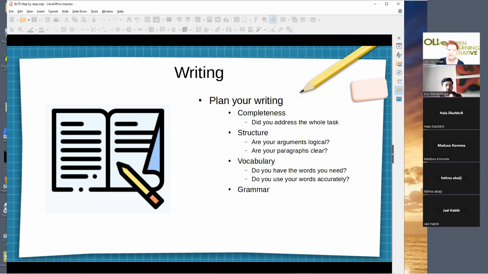Vocabulary, do you have the words you need and do you use your words accurately? This is important. The accuracy is important. If there's a word that you think maybe, well, you memorized it because it sounded fancy and it was in an academic word list that you once read, but you're not entirely sure about how to use it. Should you use it? Because it was on a fancy academic word list, but you're not quite sure how to use it, if you've got it accurately or not. What do you think? Should you use it or not?